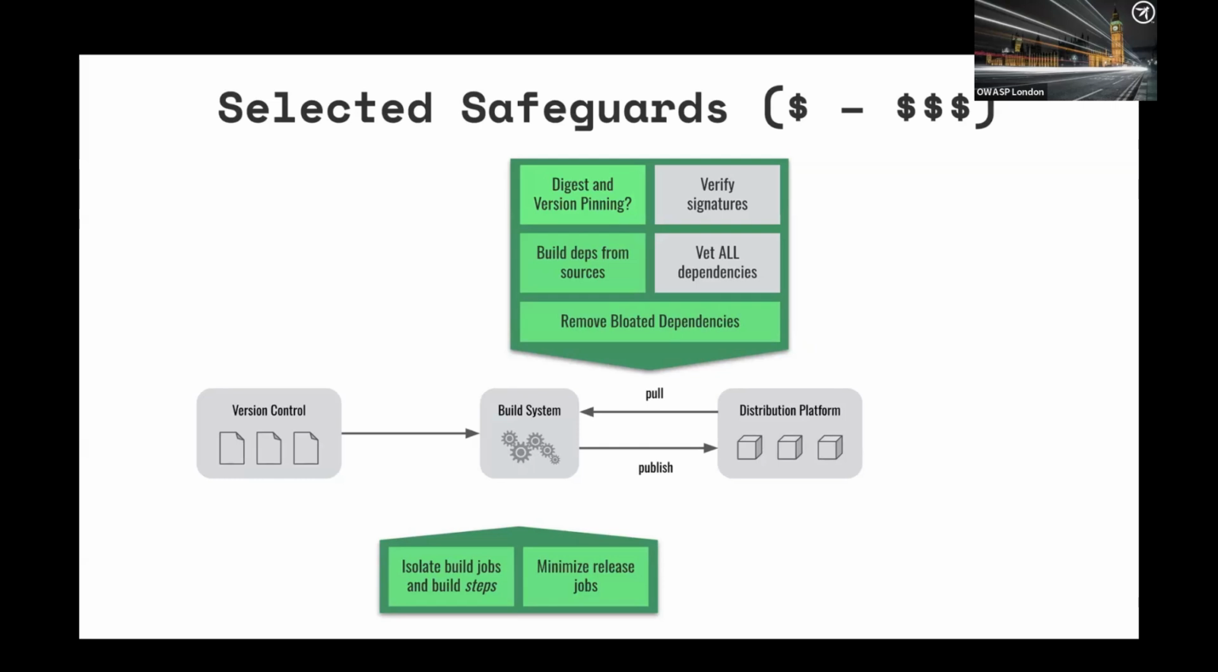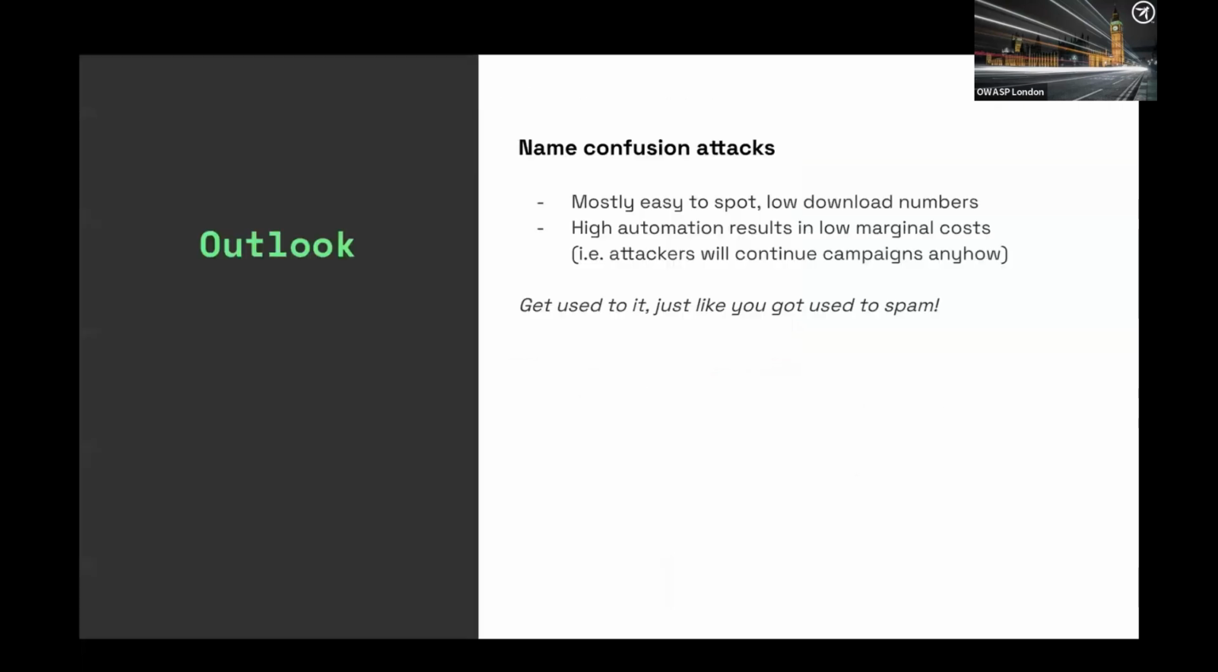And for the same reason, you should minimize your release jobs. Those build jobs that produce the artifact that you will use in production, that you publish somewhere, should run with the smallest possible amount of plugins or extensions. So, good.